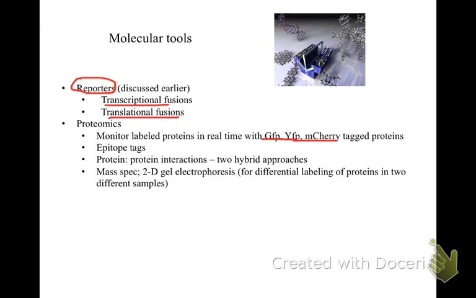And in the cell you can actually make multiple fusions using these different fluorescent proteins so that you can watch multiple proteins in real time to see what they're doing in the cell and whether they interact. I'll talk about an epitope tag, and the example I'll give is the His tag. We'll talk about the two hybrid approach, and finally I'll mention mass spec. There is another technique that I won't have time to talk about today that uses 2D gel electrophoresis, in which you analyze proteins that have been labeled differentially under two different circumstances, and that's a pretty useful approach.